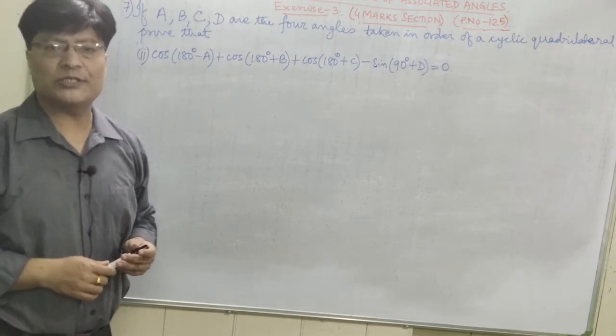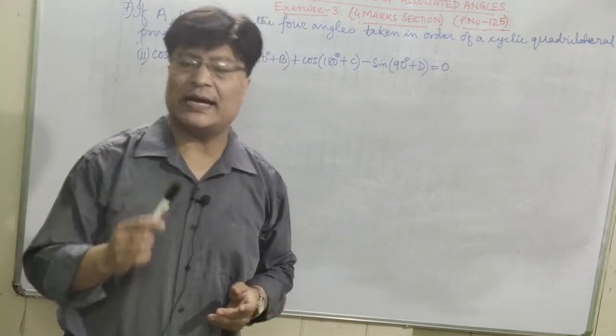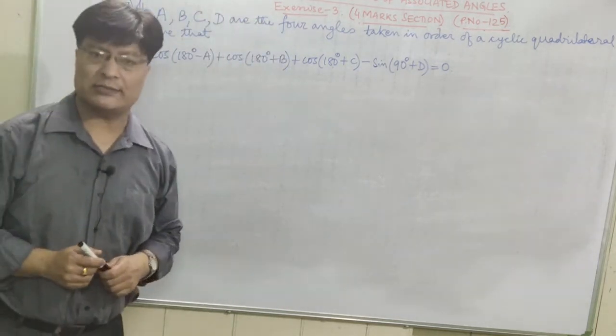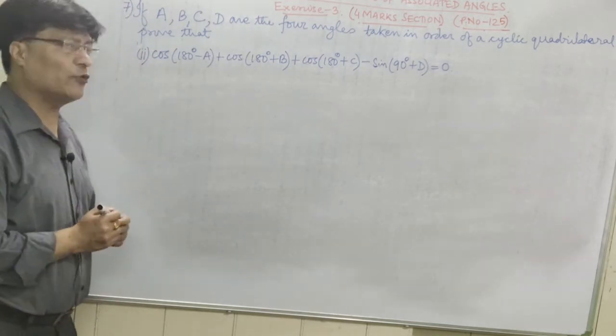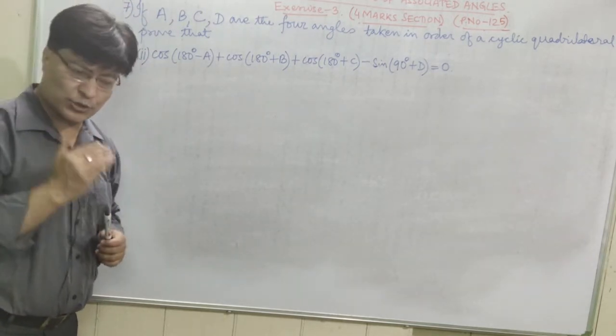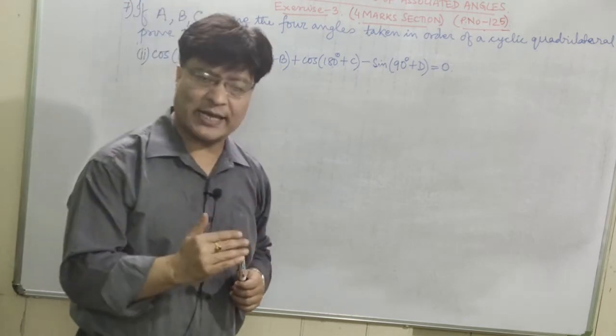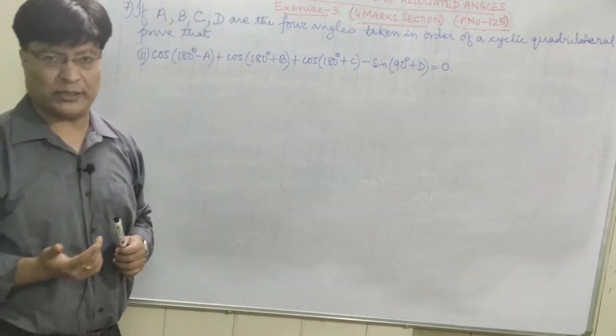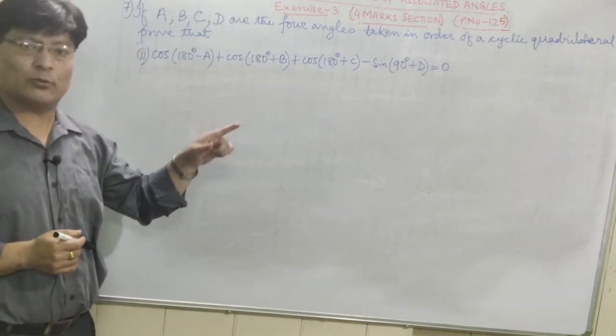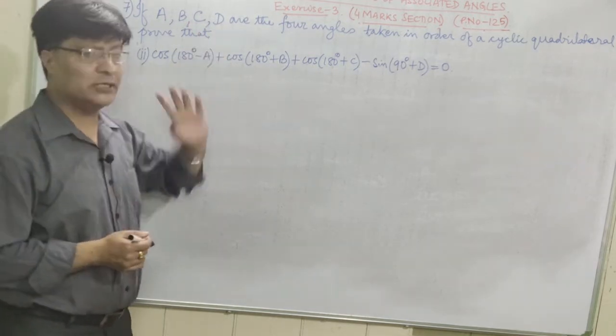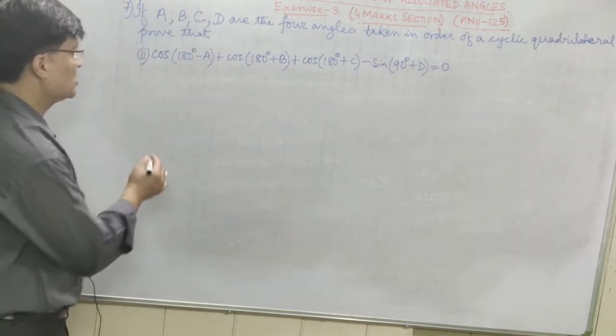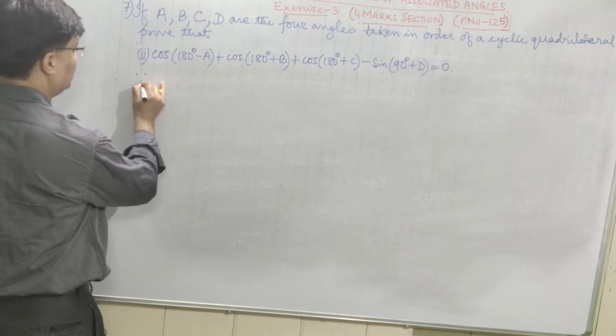So what is given in the question? A, B, C and D are the four angles of a cyclic quadrilateral taken in order. So from here what can you write? The sum of the opposite angles of a cyclic quadrilateral are supplementary. That is, you can write A plus C is equal to 180 degree and B plus D is equal to 180 degree. Okay, so let us write it now.